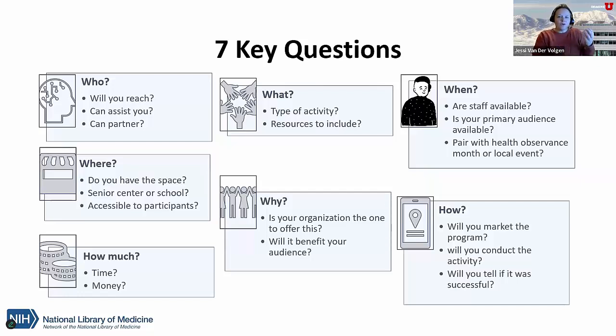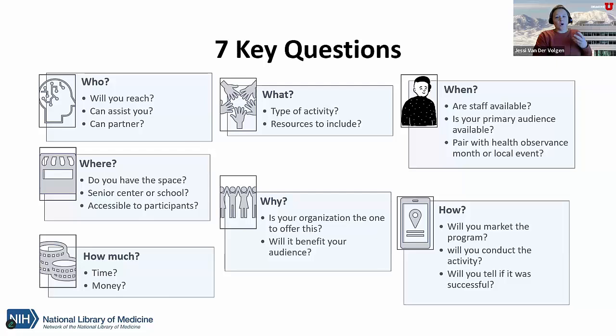So think about who's your primary audience? Who in your organization can assist in the planning and the program? Who in your community might be an expert or know an expert? Who are the potential partners for your outreach? What type of outreach do you wish to provide? Will you provide information? Will you offer a program? What are the community health needs? What resources are available from the National Library of Medicine or other agencies for you to use?